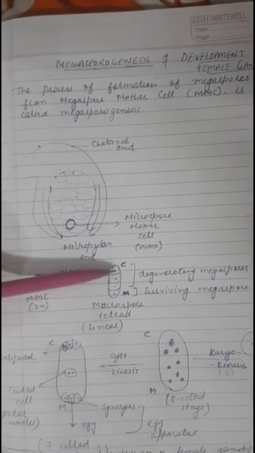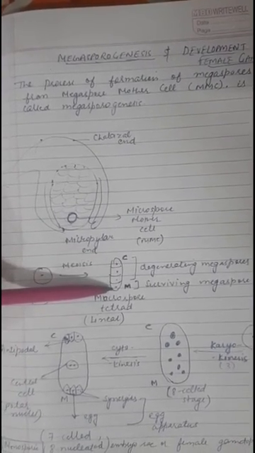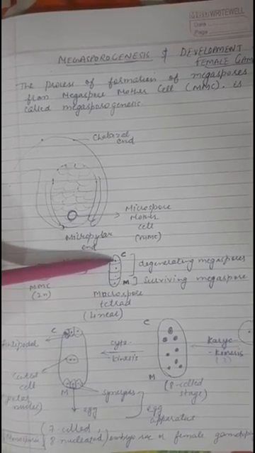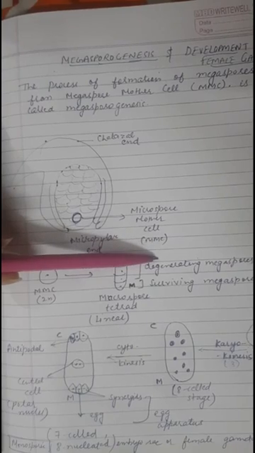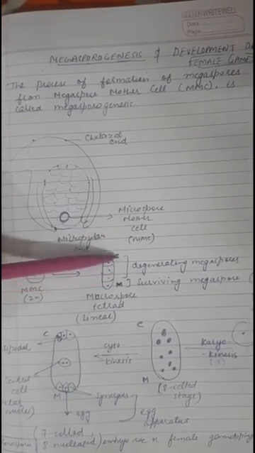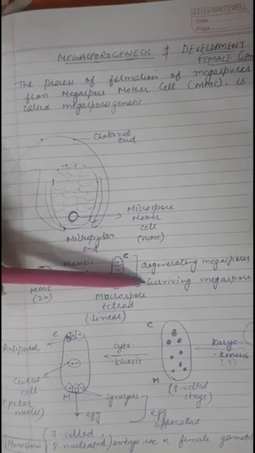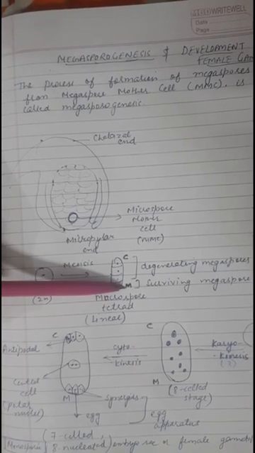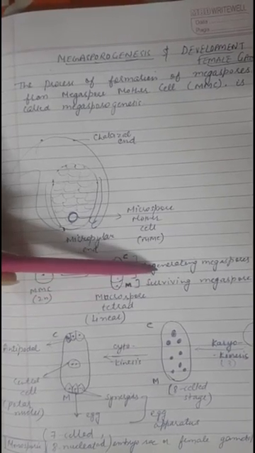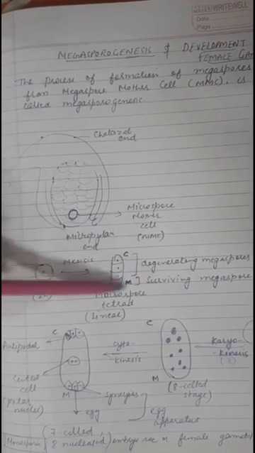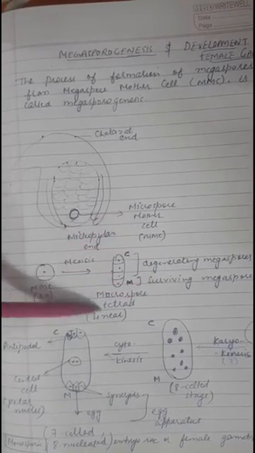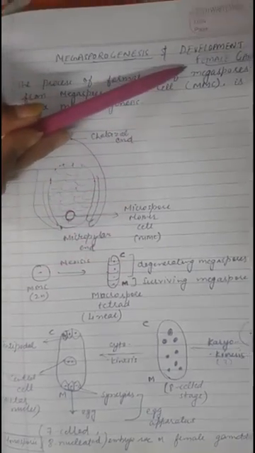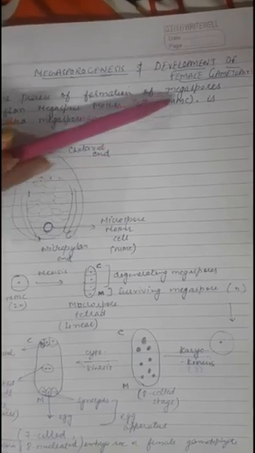But in this case, out of these 4, only 1 will be functional, that is towards the micropylar end, and all other 3 which are towards the chalazal end will degenerate. So here you can see the degenerating megaspores, the first three towards the chalazal end, and the one towards the micropylar end is called the surviving megaspore. Till this, the process is called macrosporogenesis.